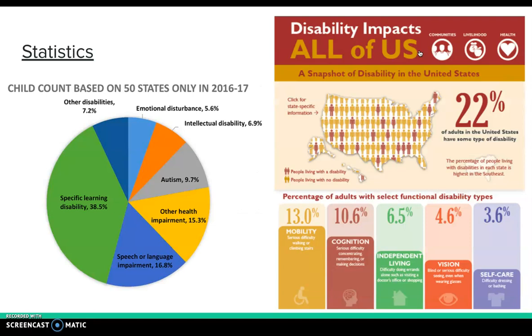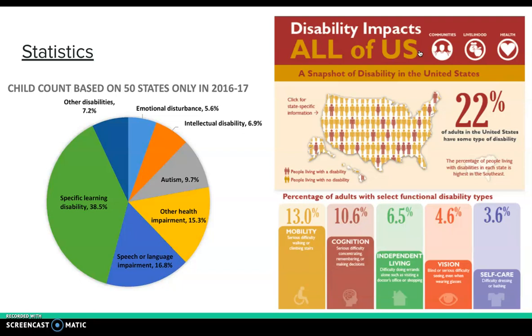Moving on. Here are some statistics, graphs I have. We'll start with the one on the right. So this says 22% of adults in the United States have some type of disability. That's just adults. Snow's articles mentioned that 1 in 5 students in the public school system have a disability. So it's about right on: 22%, 1 in 5. So we all know somebody, not just in a school, but family, a friend, who has some type of disability. And here's a list of some of them: mobility, cognition, independent living, vision, self-care.